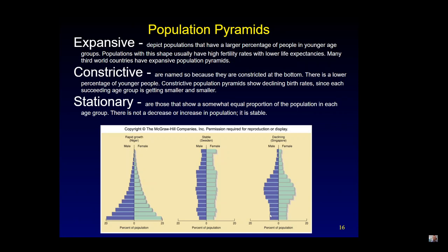Constrictive is this far right one down here, and it is named so because it is constricted at the bottom, right? How it goes in here. There's a lower percentage of younger people, and constrictive population pyramids show declining birth rates, since each succeeding age group is getting smaller and smaller, right? We have maybe a baby boomer situation here, where maybe these are your 40, 50-year-olds, but then those 40 and 50-year-olds just had fewer and fewer children. So the population overall is going down over time, right? That would be this one. And that's kind of what we see here.